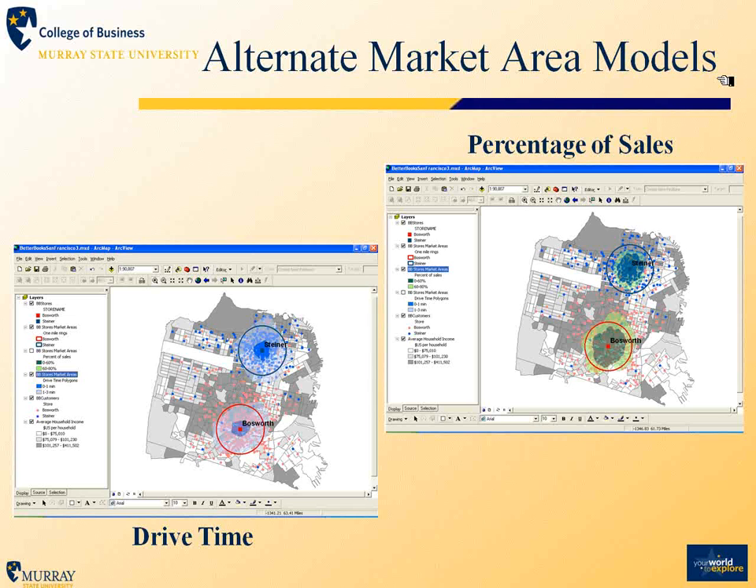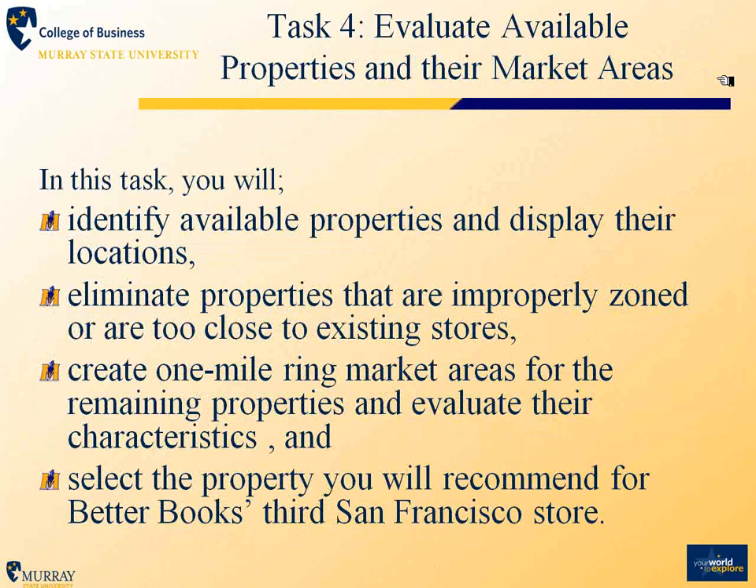And on the right hand side you see market areas determined by percentage of sales. So in each case 60% of the store sales comes within the first polygon, and 80% of sales comes within the second polygon for each of the 2 stores. The 1-mile rings are offered here as well to give you comparative information on how each of those 2 ways of defining market area compares to the 1-mile ring that you used initially.